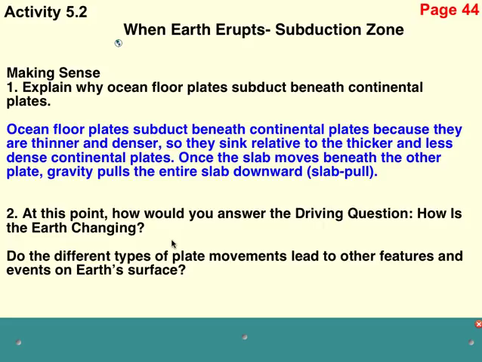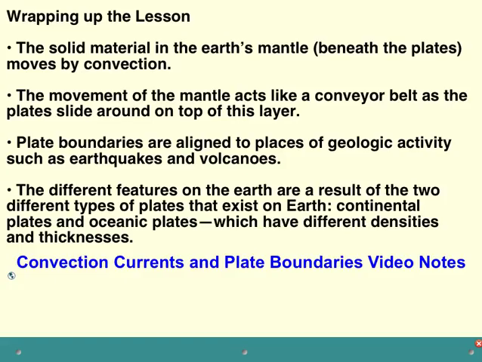Now, do the different types of plate movements lead to other features and events on the Earth's surface? That's what we're going to start to explore next. Now, the last thing I want you to do before we move on is we're going to add a couple scientific principles. So, wrapping up this lesson, the solid material in the Earth's mantle moves by convection. Now, the movement of the mantle acts like a conveyor belt as the plates slide around on top of this layer. Plate boundaries are aligned to places of geological activity, such as earthquakes and volcanoes.